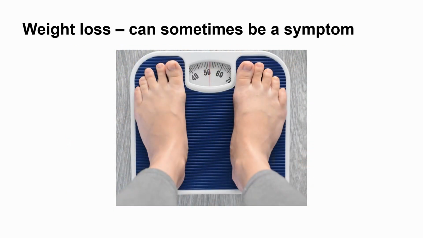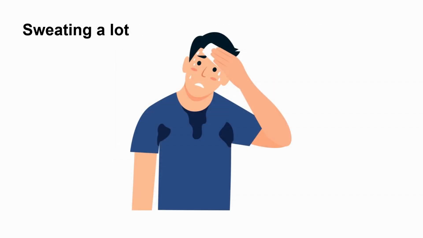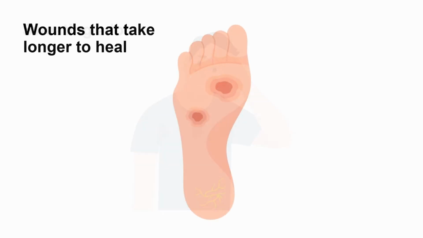Weight loss can be a symptom. Losing weight without trying. Sweating a lot more than is normal for that person can be a symptom. Wounds that are taking a long time to heal or infections that keep recurring can be a symptom. Wounds may occur on feet, but can also happen on any other parts of the body.